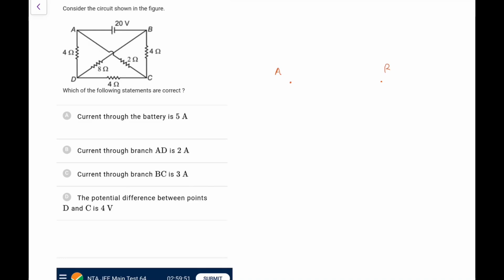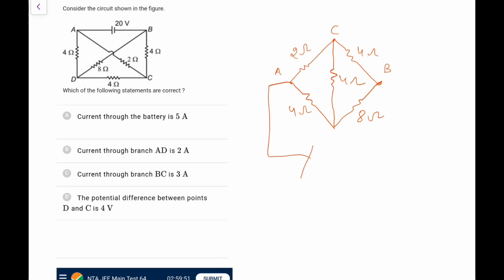This is A and B, and first of all A and C, I have this as 2 ohms, then C and B I have as 4 ohms. Let's say this is B, and then I have A and D as 4 ohms, and I have B and D as 8 ohms, and I have C and D as 4 ohms. So this is A and B. Now this is an easy one for you. It's a balanced Wheatstone bridge, so this will be of no use.